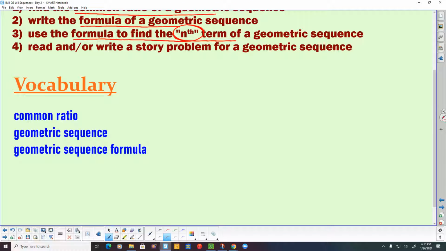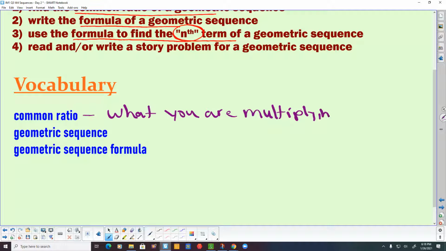The words that we need to know: common ratio. We discussed this on Monday, but this is what you're multiplying by each time to get your next term. A geometric sequence is a sequence of numbers where each term is multiplied by the same number to get the next term.